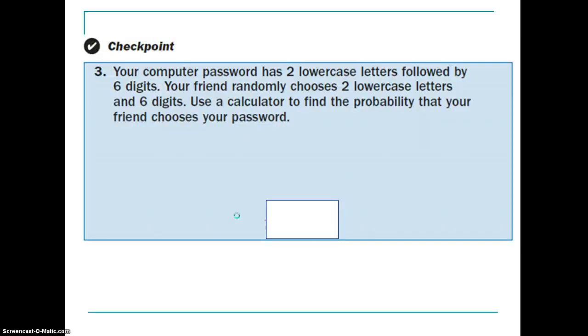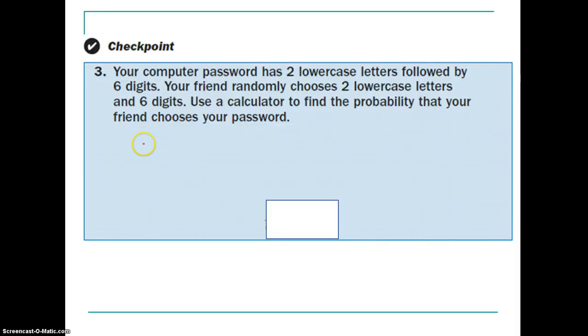Looking at checkpoint 3, your computer password has 2 lowercase letters followed by 6 digits. Your friend randomly chooses 2 lowercase letters and 6 digits, so your friend is trying to guess your password. Use a calculator to find the probability that your friend chooses your password. They want you to use a calculator because the possibility that he's going to find the password is pretty low. So let's do the counting principle.